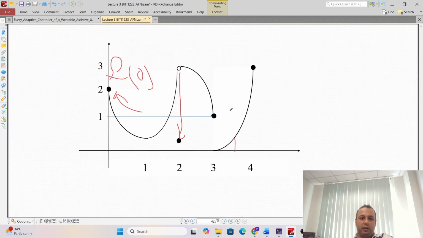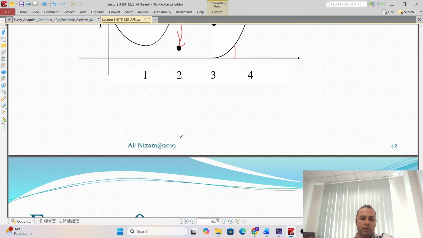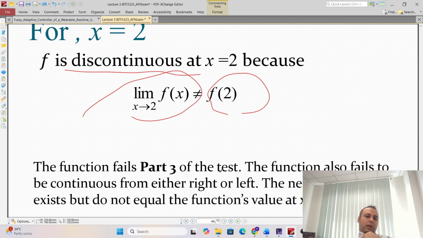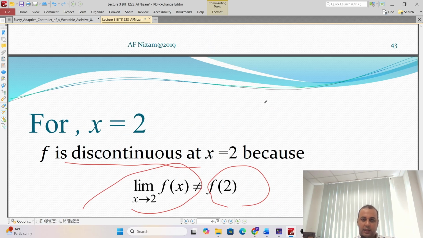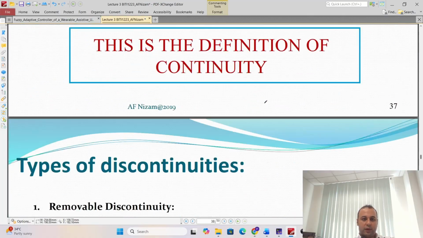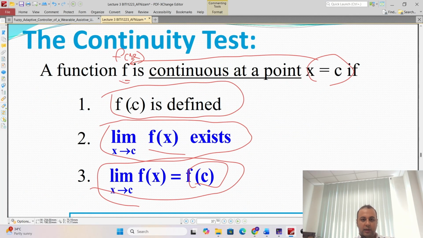So the limit of f(x) is not equal to f(2). f(2) is here, the limit is here. So f is not continuous at 2, it is discontinuous, because the limit is not equal to f(2). The function failed part 3 of the test. The limit of f(x) exists, yes, but we have three conditions: f(2) exists, the limit exists, but the limit and the function value are not equal, so it fails.